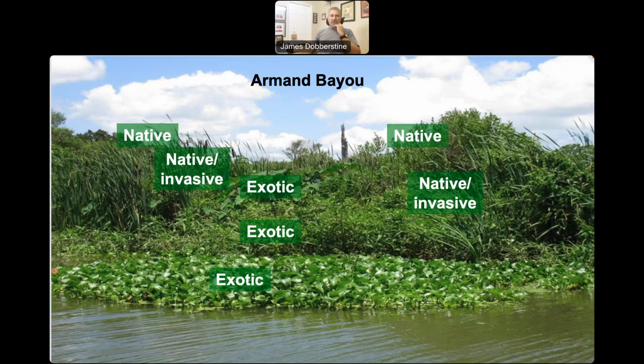Now, if you look at this, one of the things I want to point out is that when you have one exotic species, that typically indicates there's some sort of disturbance, and it is not unusual to find other invasive species. Those might be exotics. Those might be natives that have similar characteristics.